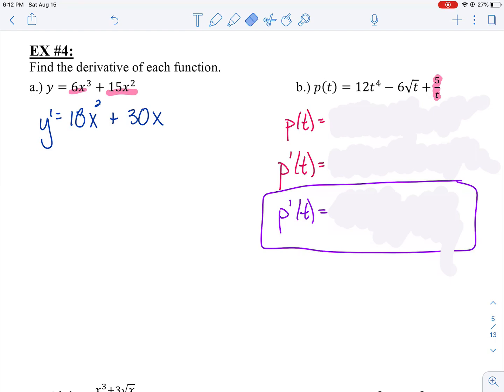So pause the video, rewrite this problem so that it looks like a rule that we do know for each term.